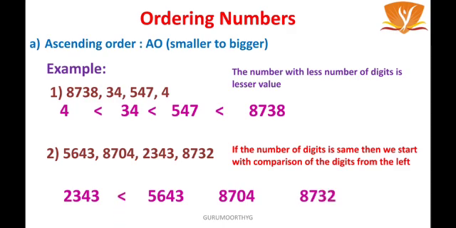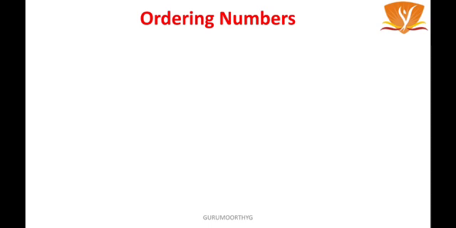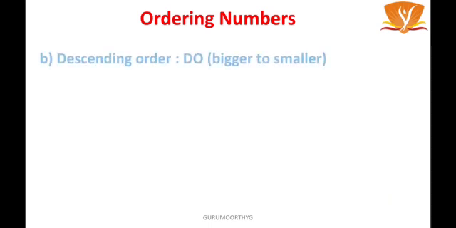The ascending order is 2343 is less than 5643. 5643 is less than 8704. 8704 is less than 8732. Now, what is the exact opposite of this?